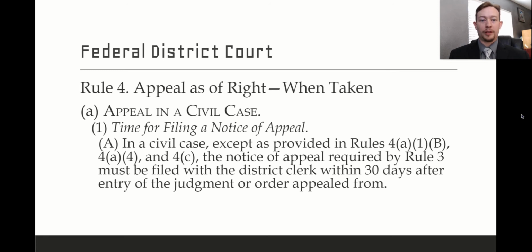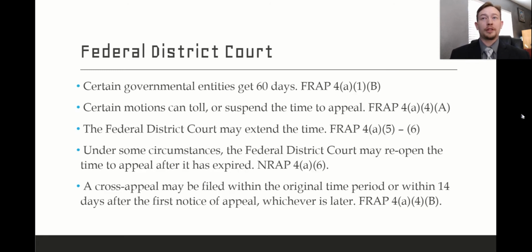However, there is a fair bit of nuance to that. For instance, certain governmental entities get 60 days rather than the normal 30 to file their notice of appeal. Certain motions can toll, which means to suspend the running of the time to file the notice of appeal. The federal district courts have the authority, under good cause, to extend the time to file the notice of appeal. In fact, under some circumstances, a federal district court can reopen or retroactively extend the time to appeal even after the normal window to appeal has already closed.